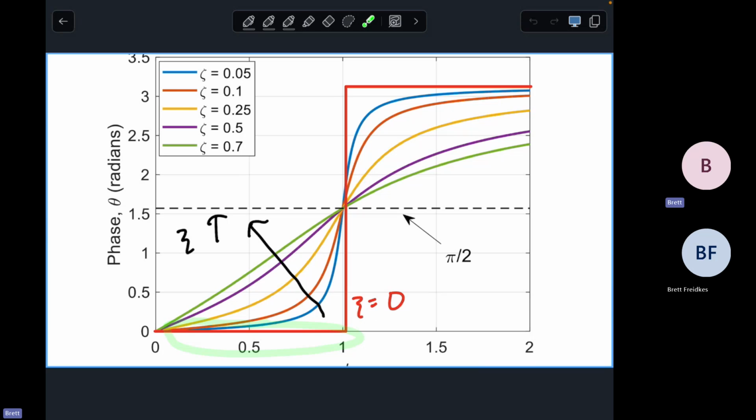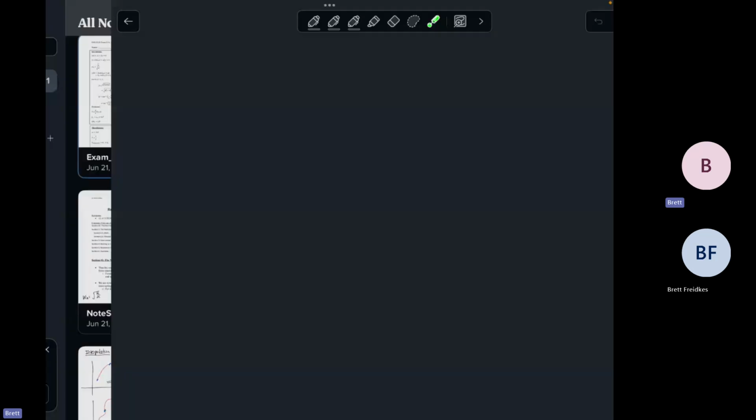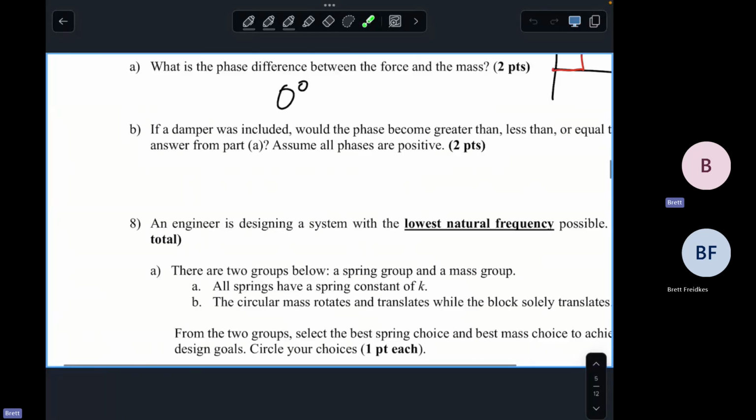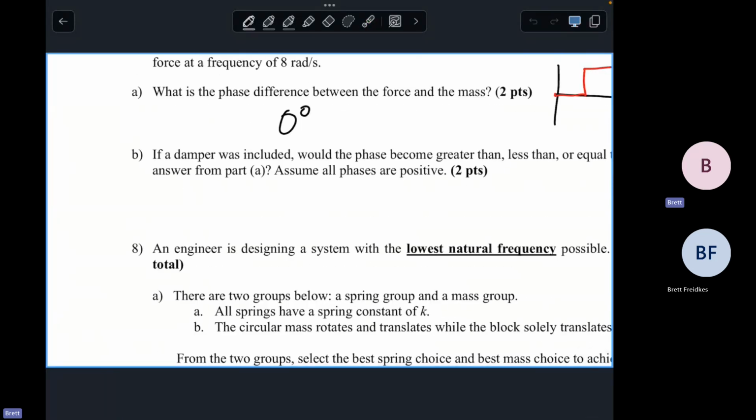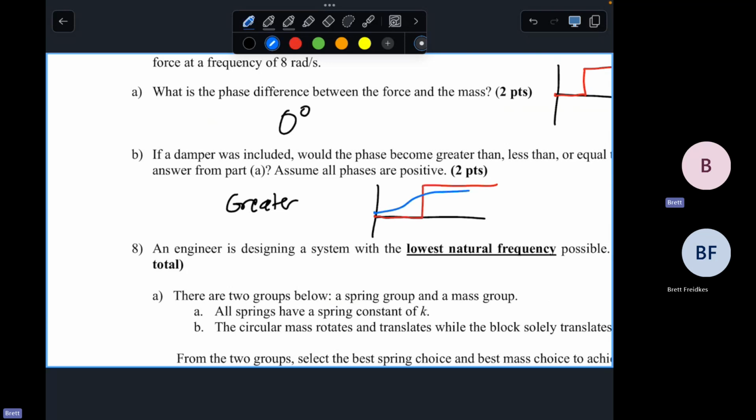That's when you have probably free vibrations, what I was talking about. So in this one, this would be greater than. Because again, the ideal case is this one. If I introduce a damper, it'll do something more like this.